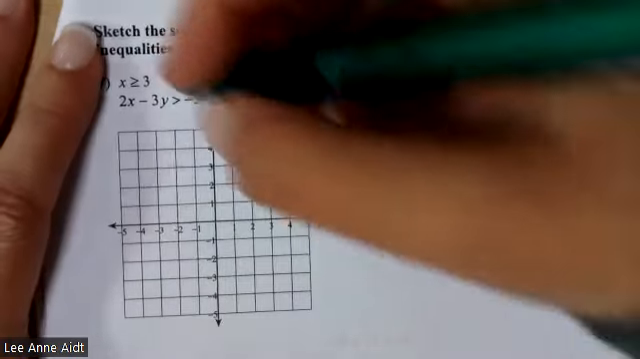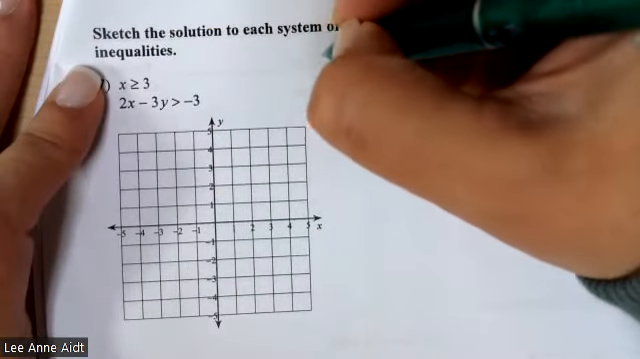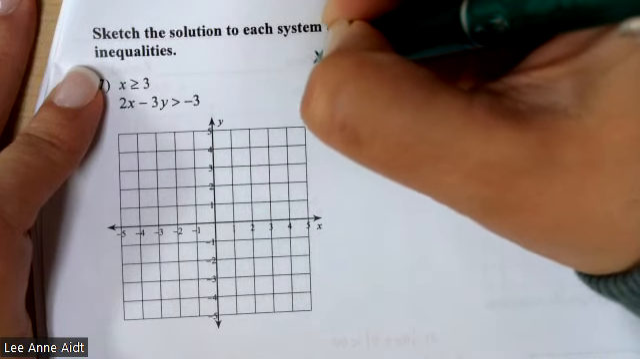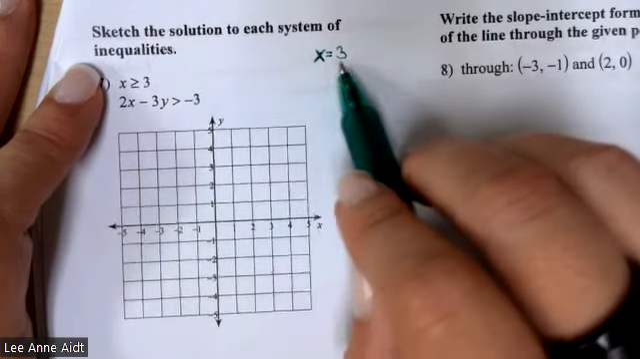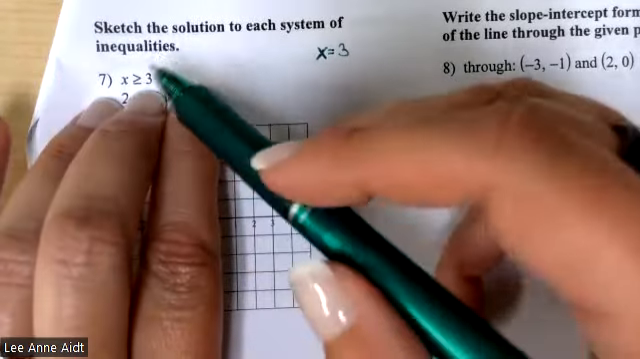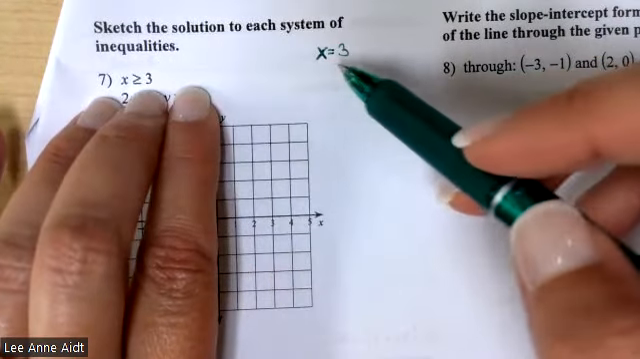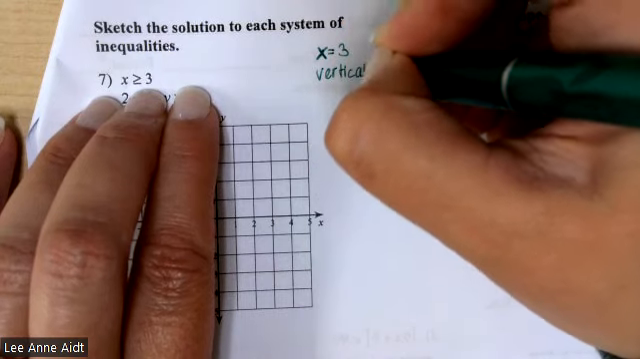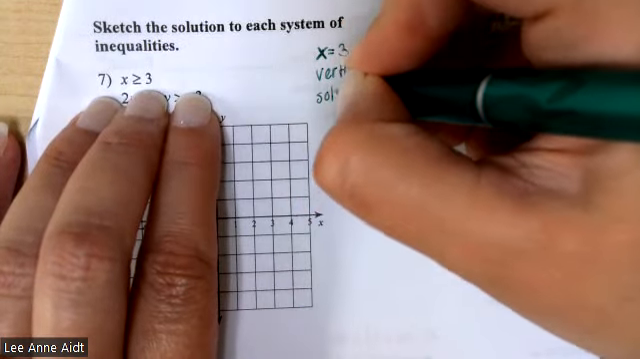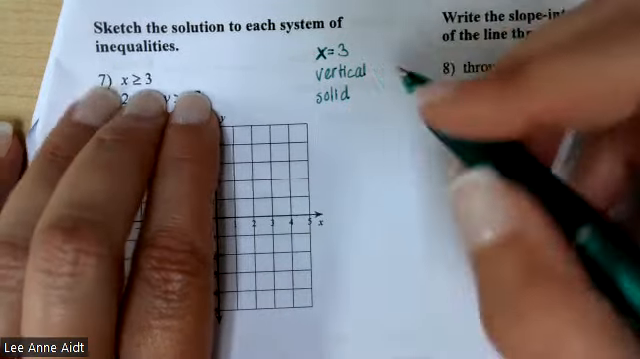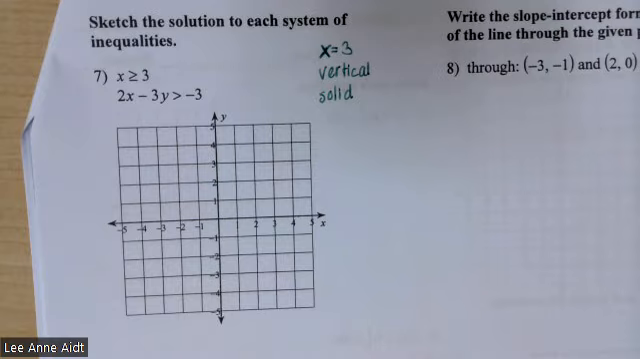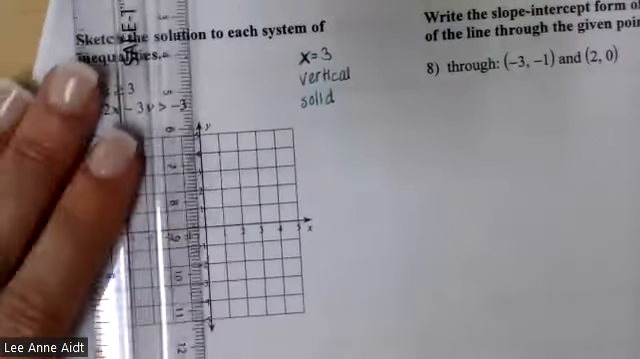So we'll start with this one. We have x equals 3. First step is pretend you have equals. I'm just doing this one right now. I'm going to do them separately. x equals 3 is a vertical line, and it's going to be solid. Does that make sense to you guys? It's got the or equal to on it.